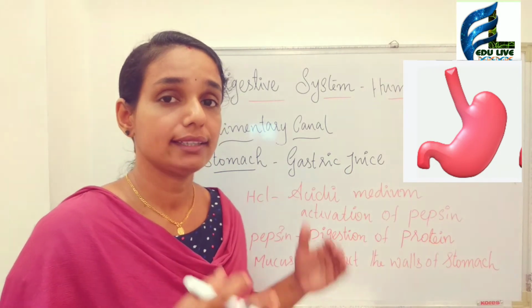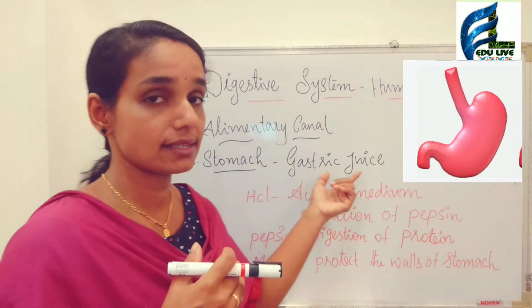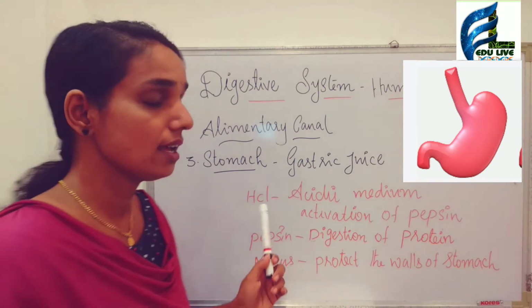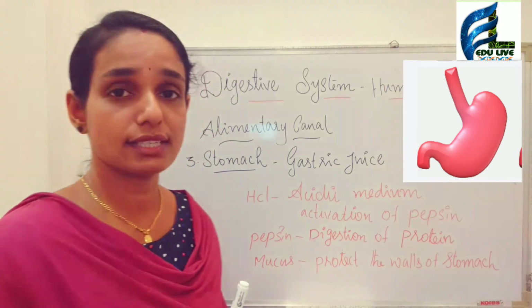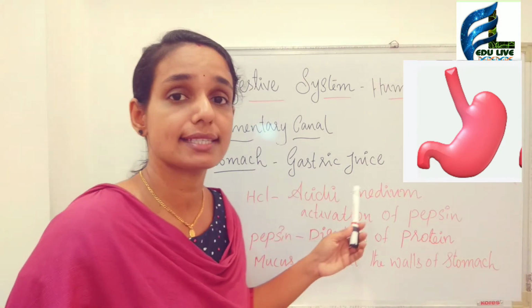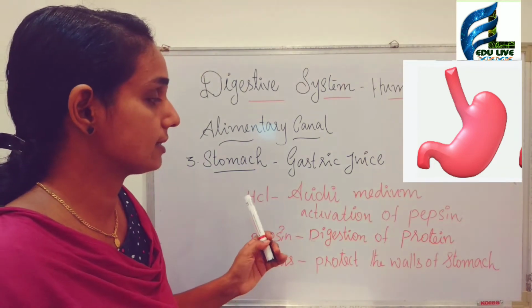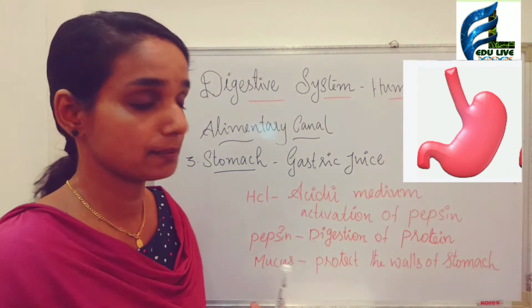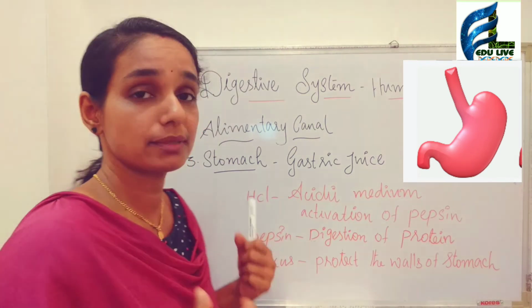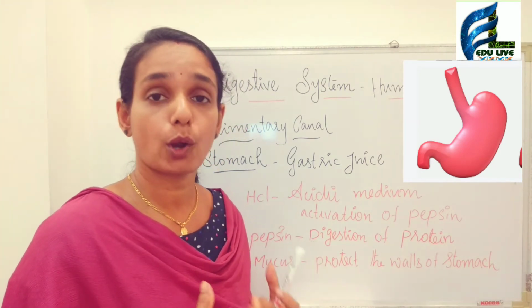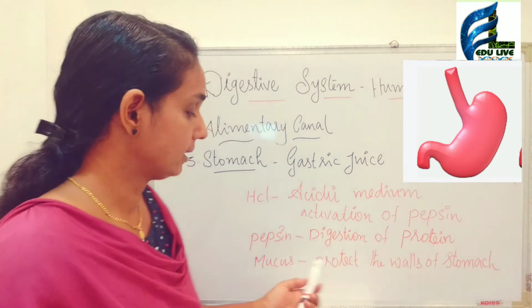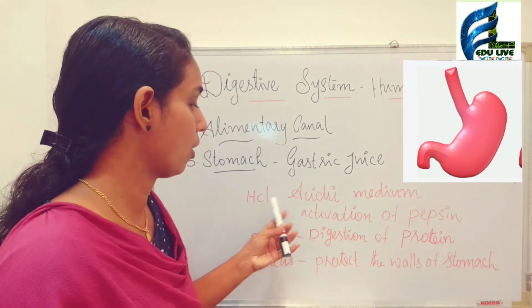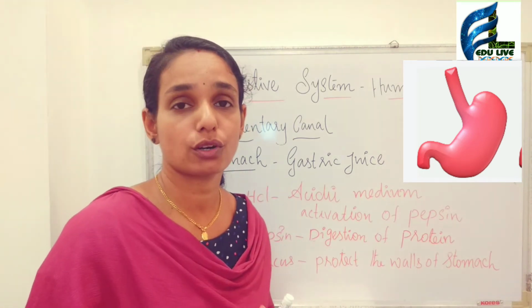Okay, and this secretion of the stomach is called gastric juice, and this gastric juice consists of three things. The first one is HCl. What are the functions of HCl? The first is that it provides an acidic medium, and the second is that it converts the inactive pepsinogen into the active pepsin. The next one is pepsin. Pepsin is also an enzyme. It is a protein digesting enzyme. And the third one is mucus. It protects the walls of the stomach from the action of HCl, that is hydrochloric acid.